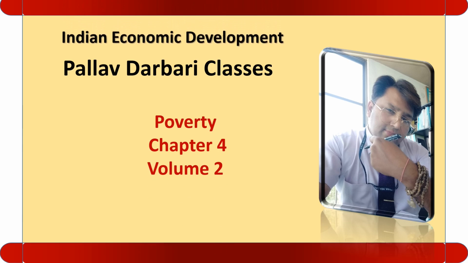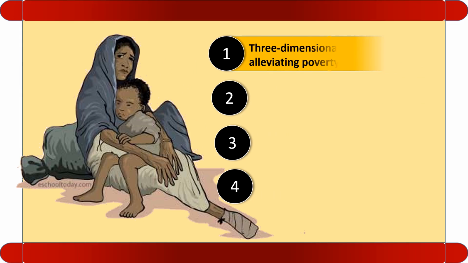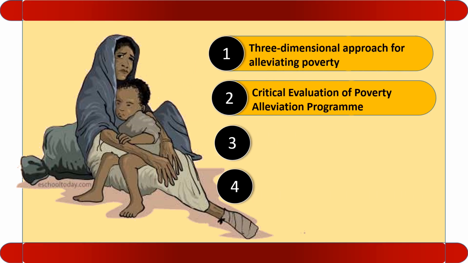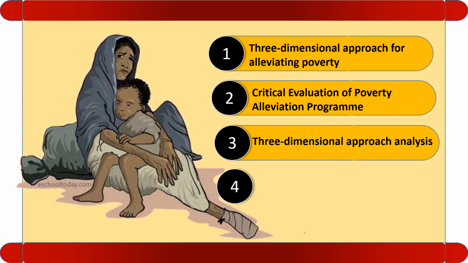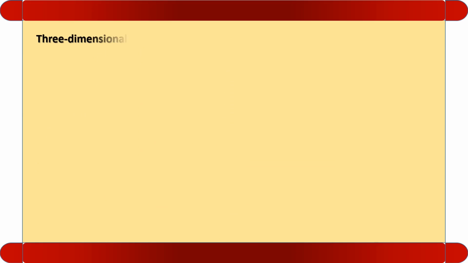In this video, we will discuss Indian Economic Development, Chapter 4, Poverty, Volume 2. In this video, we will see the three-dimensional approach for alleviating poverty, critical evaluation of poverty alleviation programs, three-dimensional approach analysis, and the causes of poverty and measures to remove poverty. Firstly, we will discuss the three-dimensional approach for alleviating poverty.